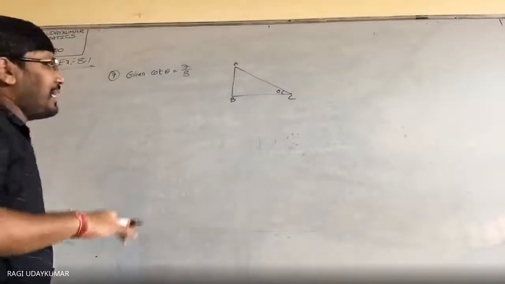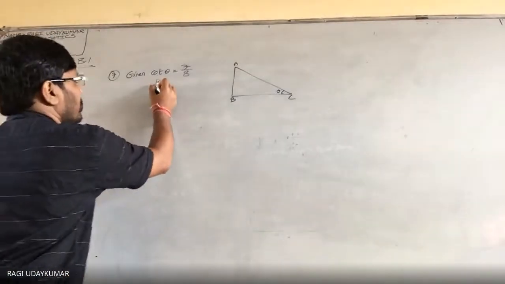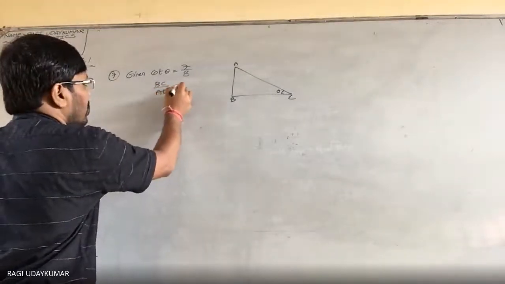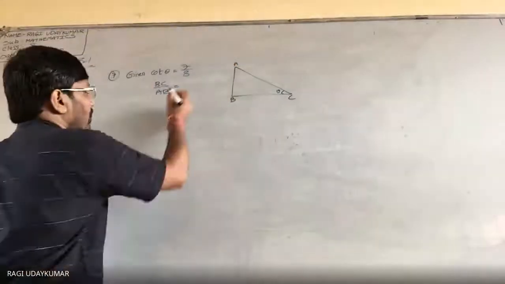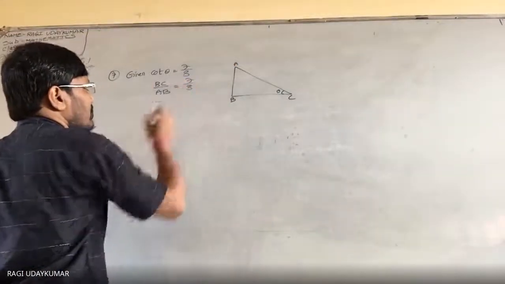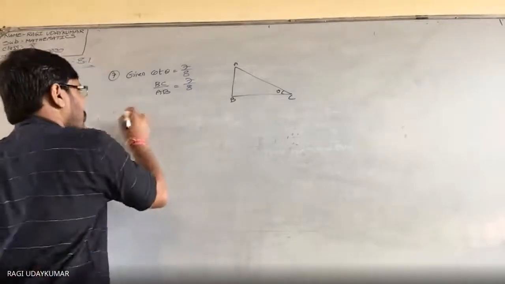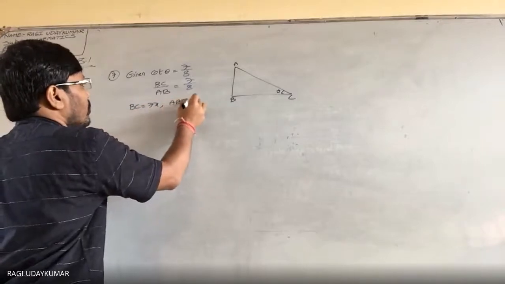Okay. Here, cot theta, what do you get? Cot is nothing but adjacent side by opposite. Adjacent is BC. Opposite is AB. So BC by AB is equal to 7 by 8 here. So now again, BC is equal to 7x, AB is equal to 8x.